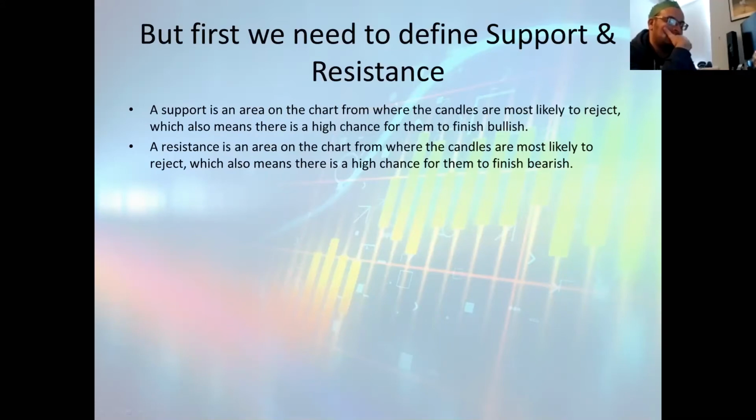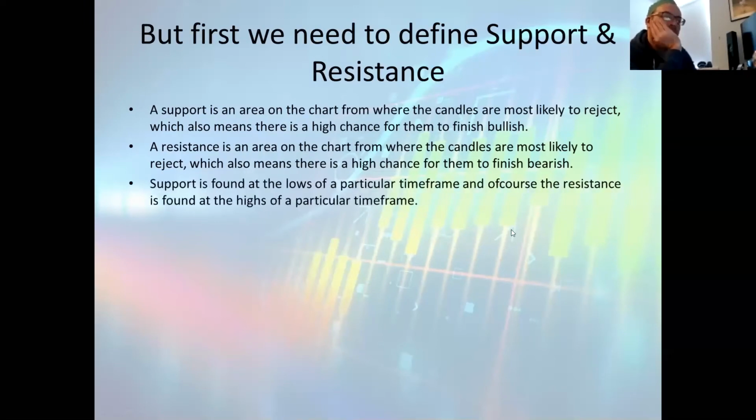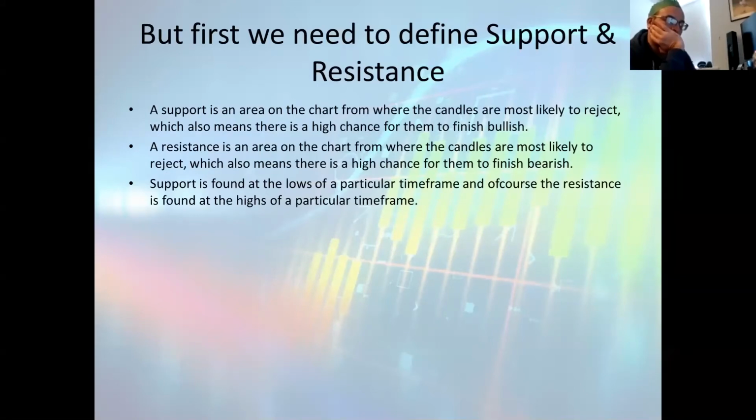That's what I always look at, because when you're trying to tell stories on candles, you're trying to see that, okay, if price is bearish, where is it coming bearish from? Where's that resistance? Support is found at the lows of a particular time frame, and of course the resistance is found at the highs of the particular time frame. This makes sense, right? When you have, let's say, the daily time frame, resistance is found at the top of that chart.